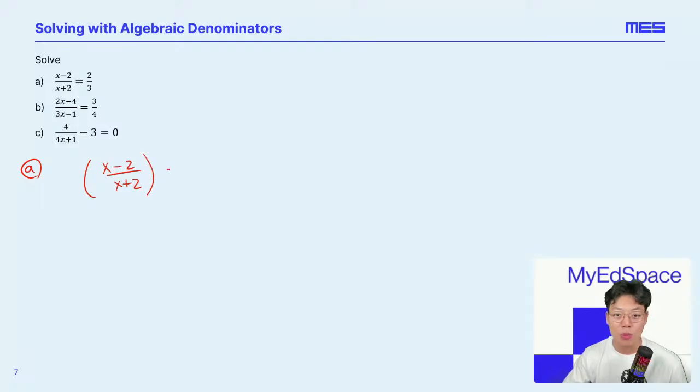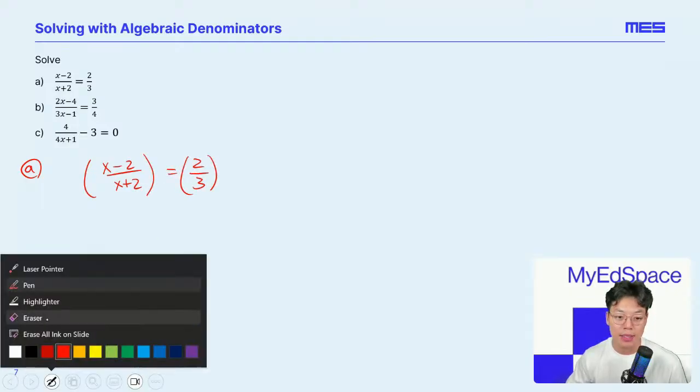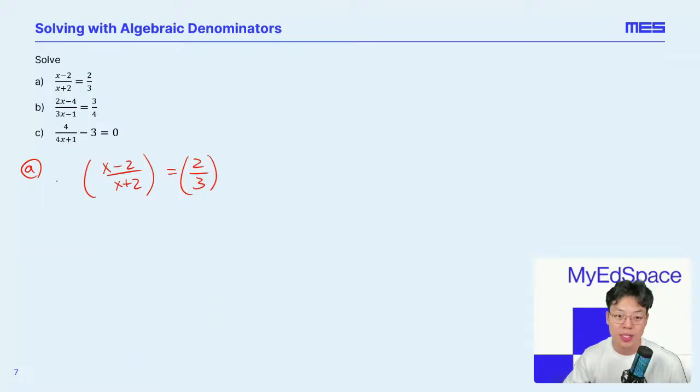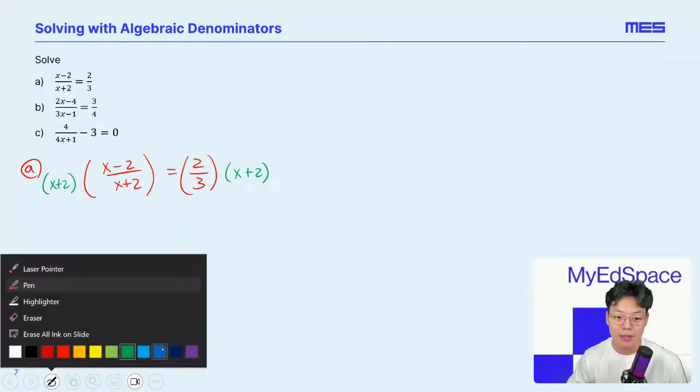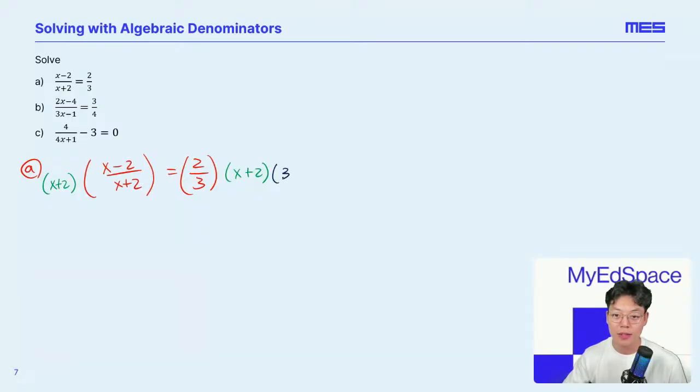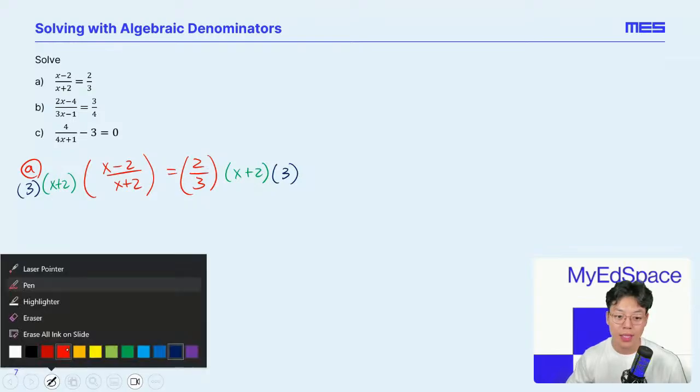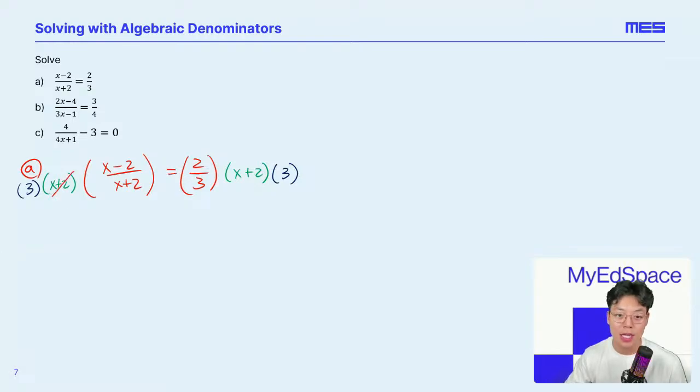We're going to do exactly what we've been doing. We're going to multiply both sides by, let me color code this so you can see, x plus 2, and by a 3. So what does this do? This helps us to cancel out the denominators on both sides of the equation.